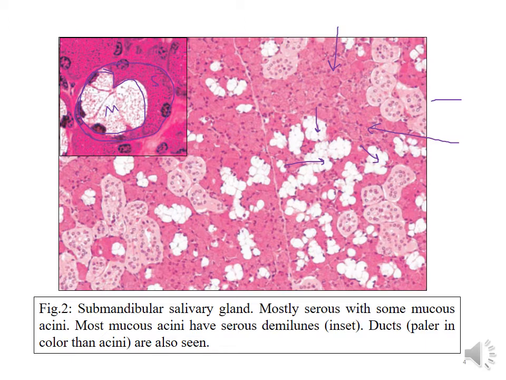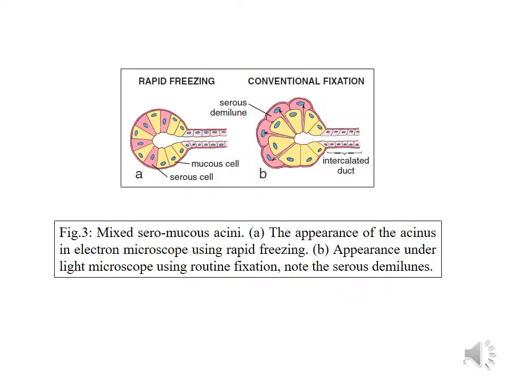In addition, here we can see several of the ducts of the gland. These are the ducts, paler in color. So if we take a mixed seromucous acinus and we examine it under the microscope, if we use the rapid freezing method, which is commonly used for electron microscopy, we'll get this image. As you can see, we have mucus cells and we have serous cells, one adjacent to the other, both of them found within the acinus.